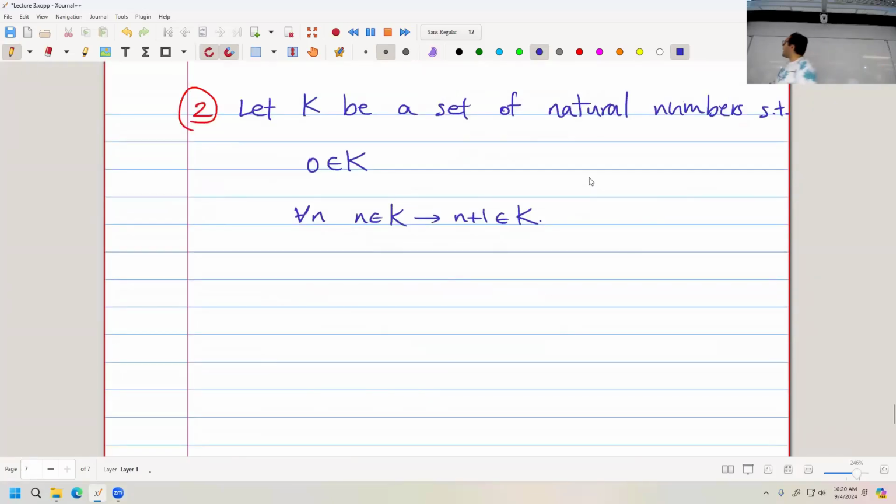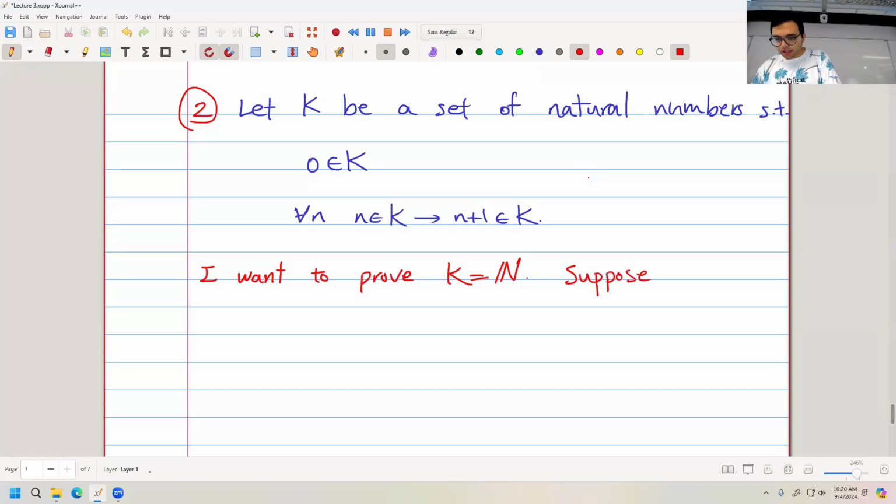So I want to show that well ordering implies induction. So I have this set K, 0 is in K, and whenever n is in K, n plus 1 is also in K. Okay. So I want to prove that K is the set of all natural numbers n. Again, I do proof by contradiction. I say, suppose K is not equal to n.